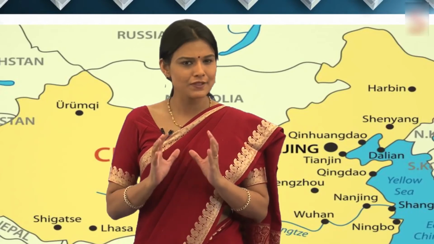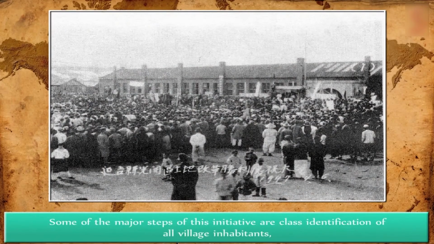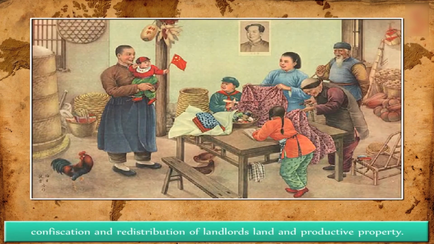Students, after a couple of years of comparatively peaceful measures to understand the rural situation and forming peasant associations, proper land reform was launched between 1950 and 1951. Some of the major steps of this initiative were class identification of all village inhabitants, and confiscation and redistribution of landlords' land and productive property.